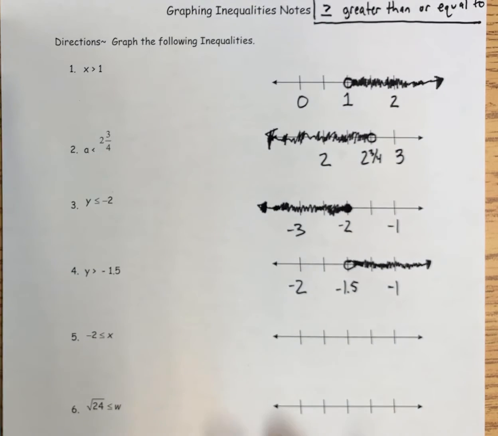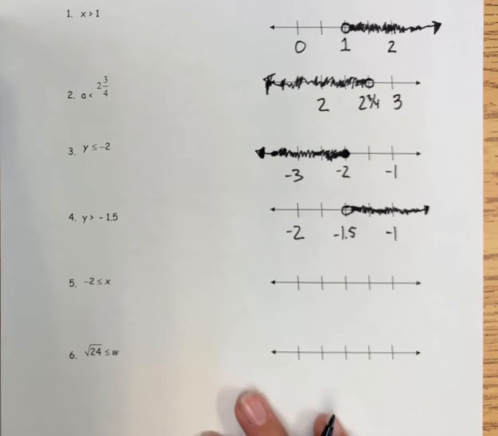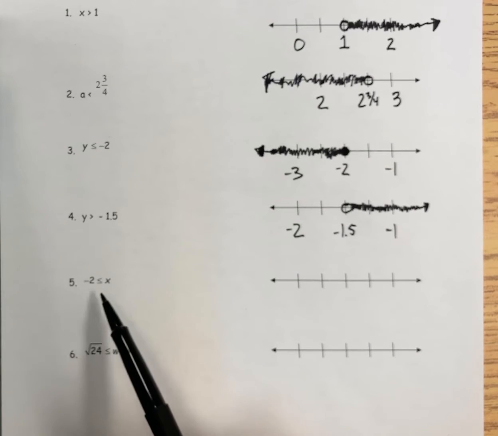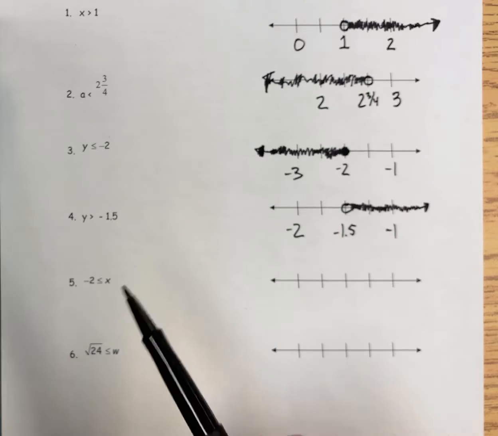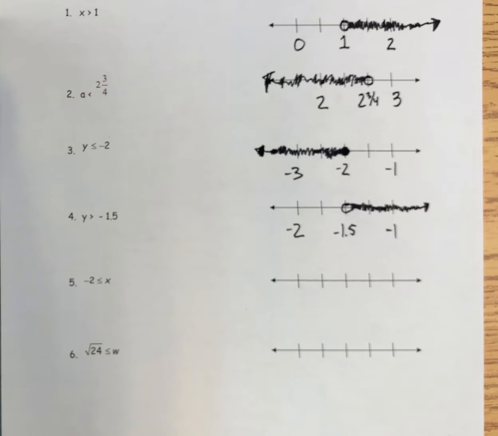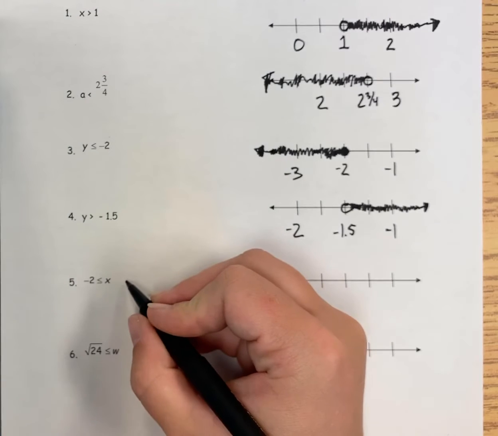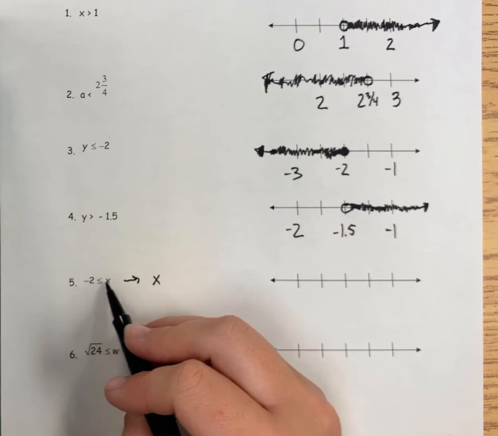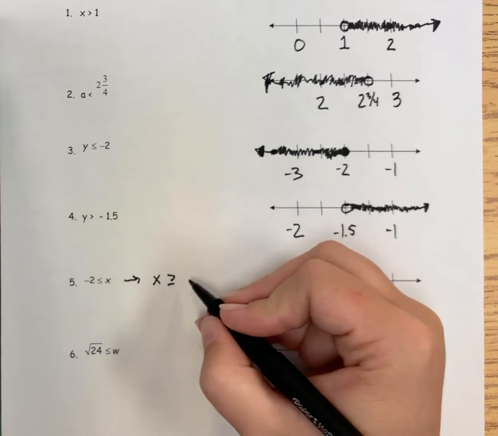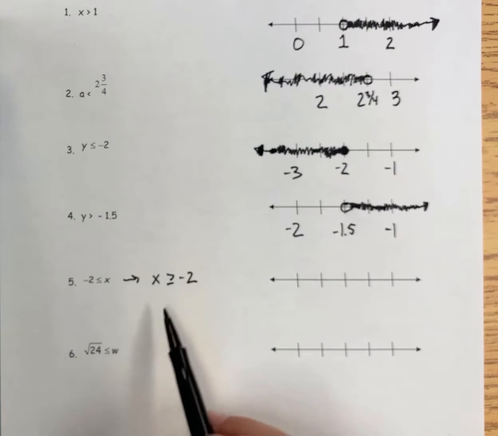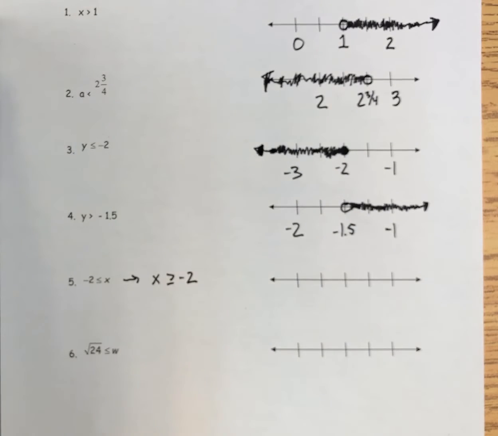Next example is a little different, because in this example, we have -2 is less than or equal to x. So notice this time the variable's on the right instead of the left. What I would say in this situation, guys, to make it easier on you, flip the order. So rewrite it. Put x first. X is bigger. So you guys switch that sign around like this, and then -2.